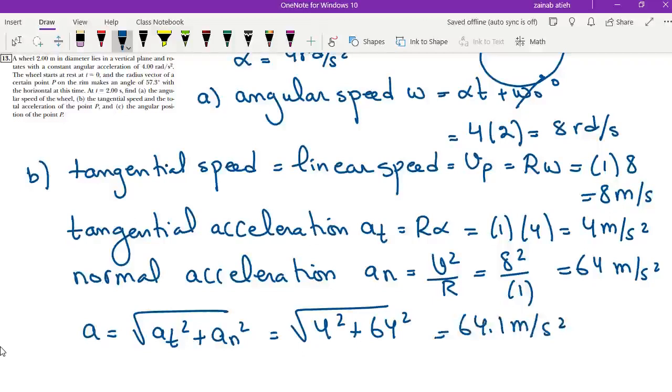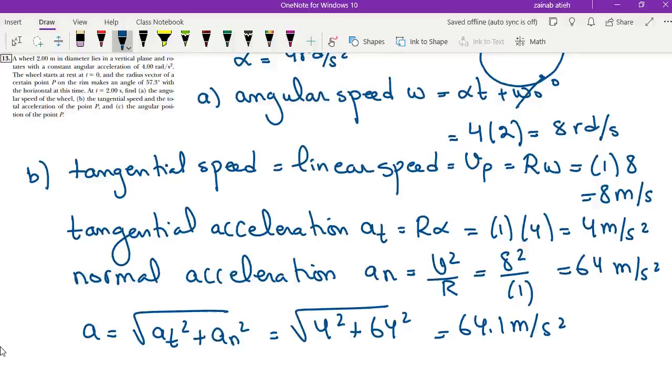Remember that point P is moving in a circle, and since the wheel is accelerating, point P is accelerating and bending, so that's why it has AT and AN. I have to take both of them into account. If point P was only moving in uniform circular motion, I would not have AT, I would have only AN. If point P was moving on a straight line, I would not have AN. AN exists if the point is moving on a circle. AT exists if my point is accelerating or decelerating, not moving uniformly, not at constant speed.